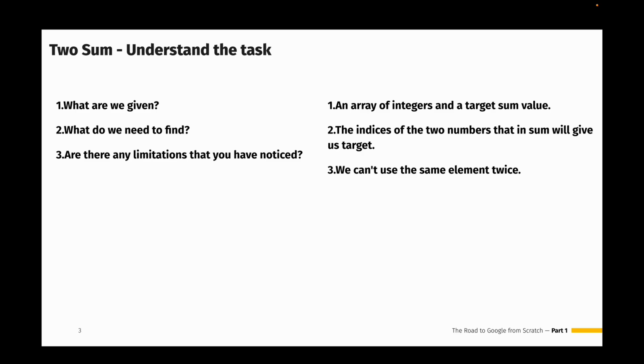And are there any limitations that you have noticed? In that case, I have noticed that we can't use the same element twice, which means, for example, let's imagine that our target is 4 and our first element is 2. In that case, we cannot return indices 0, 0, because the idea of that exercise is to return two different elements. So this solution will not be correct.